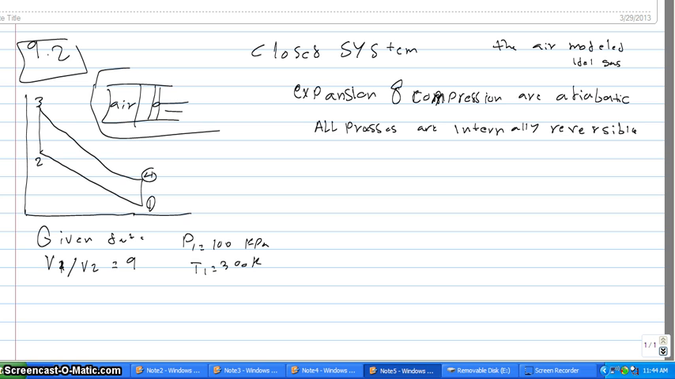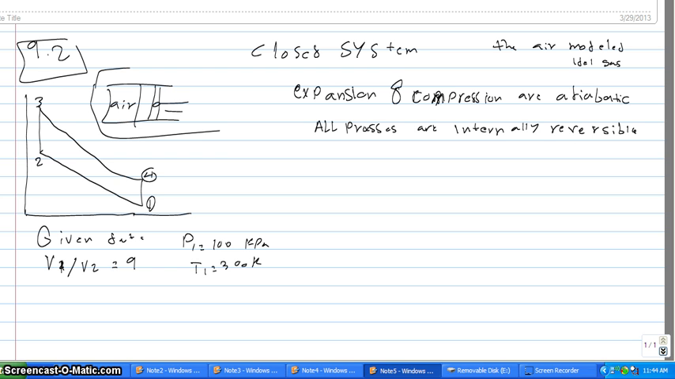First of all, let's do the modeling and engineering assumptions. We can say it's a closed system, as written here, and the compressor and expansion processes are adiabatic, all the processes are internally reversible, the air is modeled as an ideal gas, and the kinetic and potential energy are negligible.